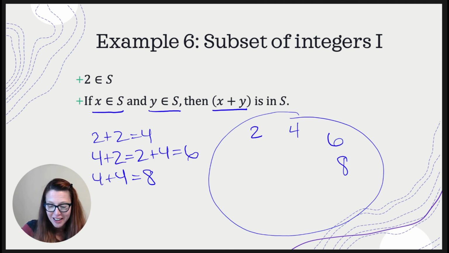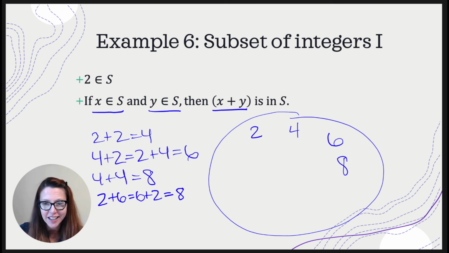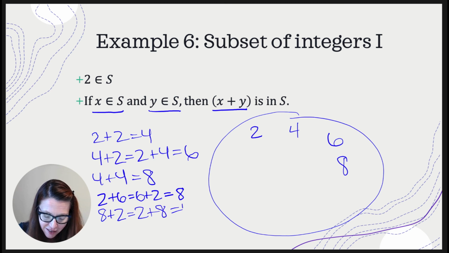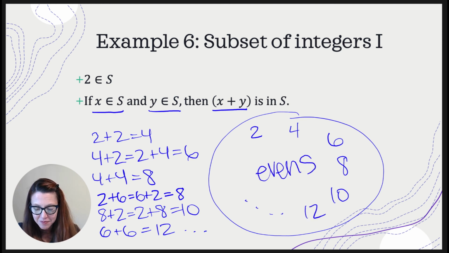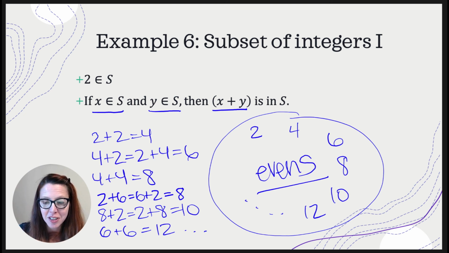We can keep going. We see that now that 6 and 8 are in there, that means that 2 plus 6, or 6 plus 2, 8 is in there. It's already there, so we won't list it again. 8 plus 2 and 2 plus 8 are in there. That's 10. And also 6 plus 6 and 8 plus 8 are in there. And so we can continue going. But hopefully you'll see that we can eventually build out all of the even numbers. And so this is a recursive definition to create the set of even numbers.